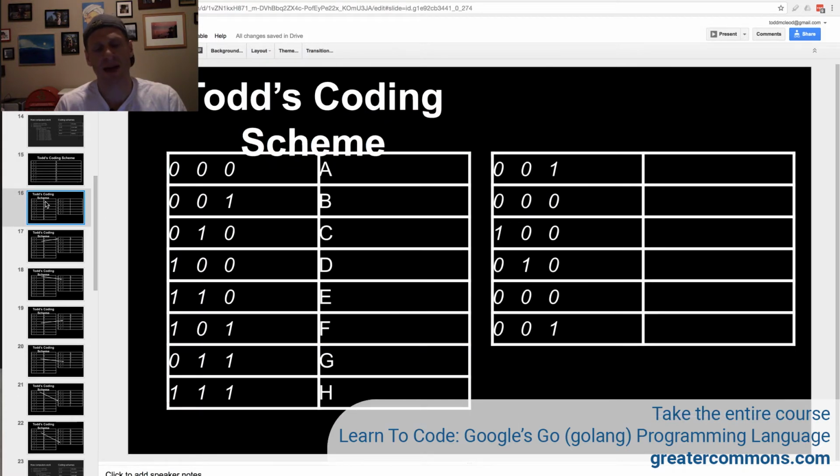And so now I could have you translate some message which is stored in binary. Those 0s and 1s here, I want you to figure out what they are. So pause the video and figure it out.